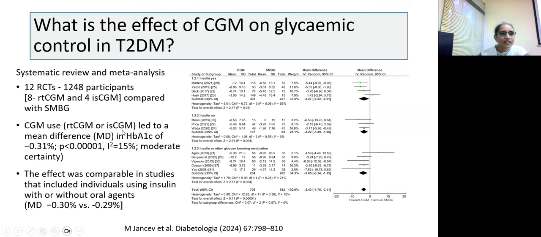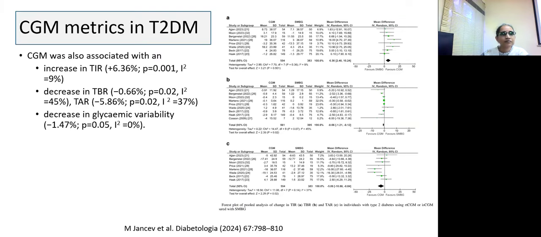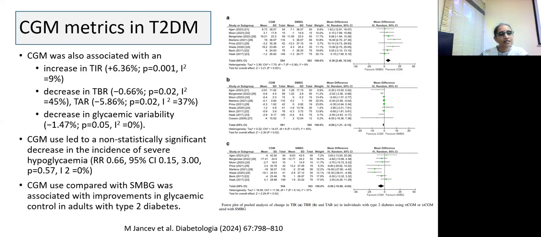So there are various studies that have looked at the utility of CGM on glycemic control in type 2 diabetes: 12 RCTs, 1,200 participants. CGM led to a reduction in HbA1c by about 0.3%, and the effect was comparable among insulin users as well as OAD users. So CGM was associated with an increase in time in range by about 6%, decrease in time below range, as well as decrease in glycemic variability even in type 2 diabetes.